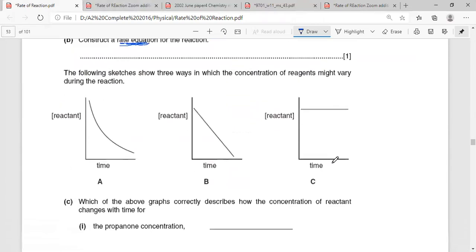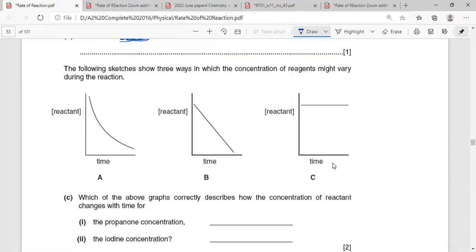See here? The following just shows three ways the concentration of reagents might vary during the reaction. This is reactants and time. Now, if the reactants are plotted against time, of course, it is at the highest point where you start. That means you know this concentration. How come you know this concentration? Because you planned it, you made it. You put how many grams inside so you can calculate. So this is a known value.